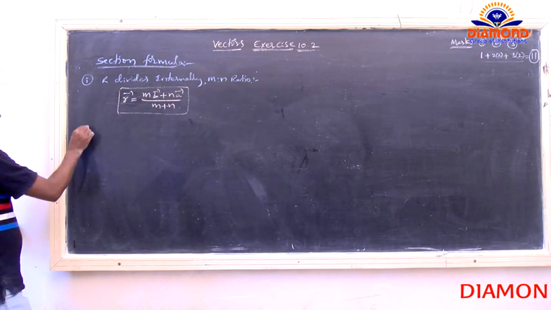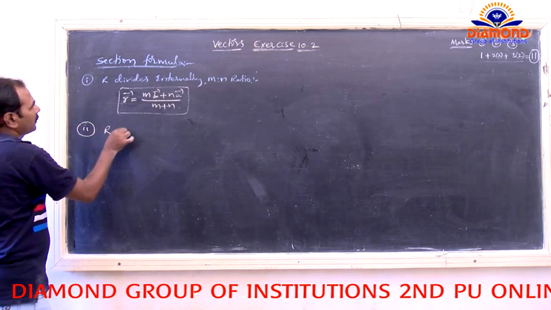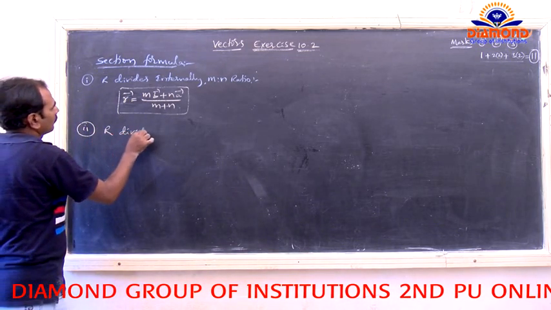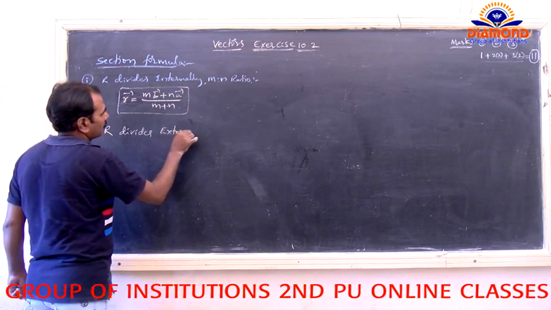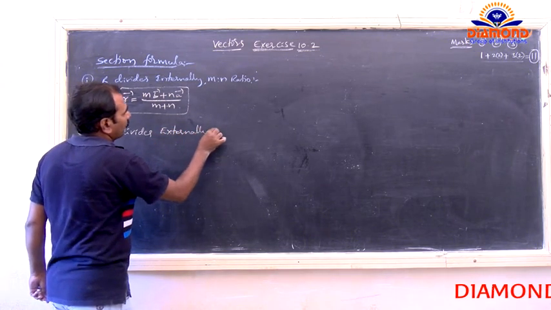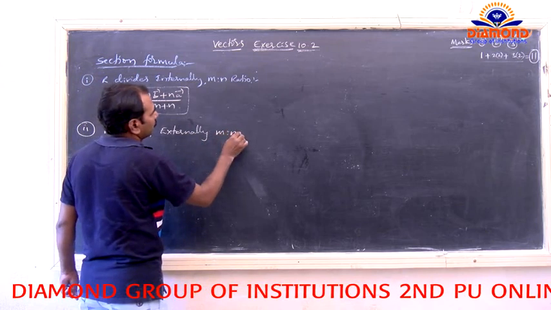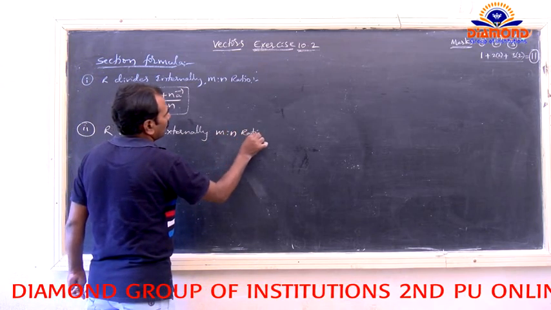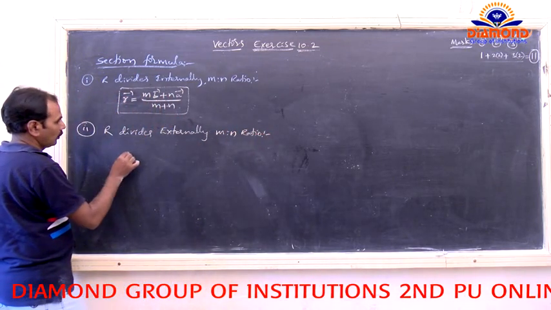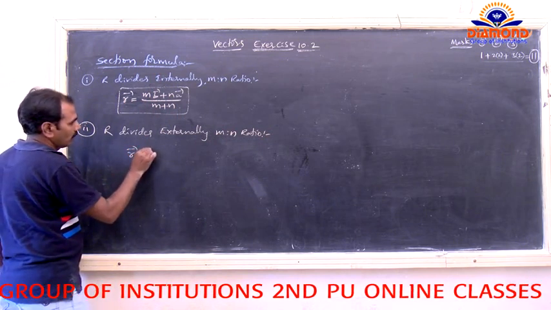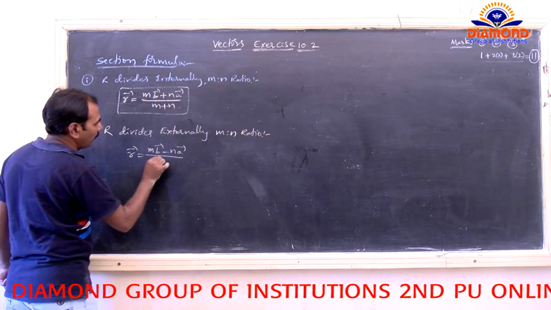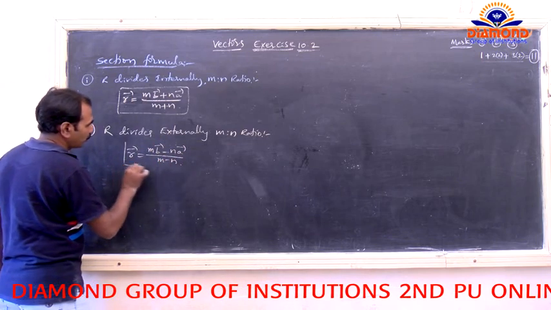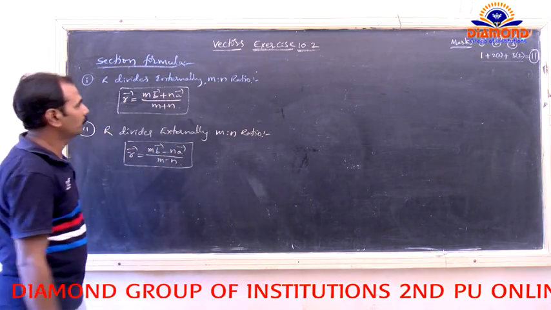Next, externally. R divides externally in the ratio M is to N. So R bar equals (M B bar minus N A bar) divided by (M minus N). Now the proof. So simple, easy.